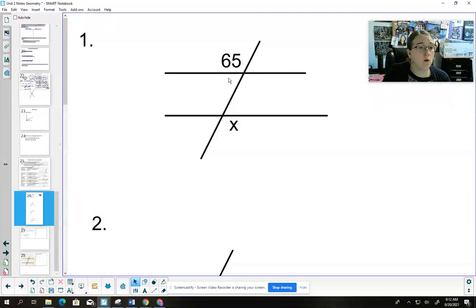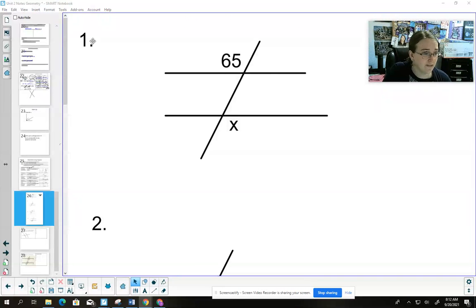So example 1. What we're going to do here is, in all of these cases, and I should have already said this, these lines are parallel. You're supposed to be told that, or they're supposed to be marked with the little arrows. We're going to assume they're parallel to do these problems. So what you're still going to do, as with any of these, and what we did in the first lesson, is identify the name of the relationship.